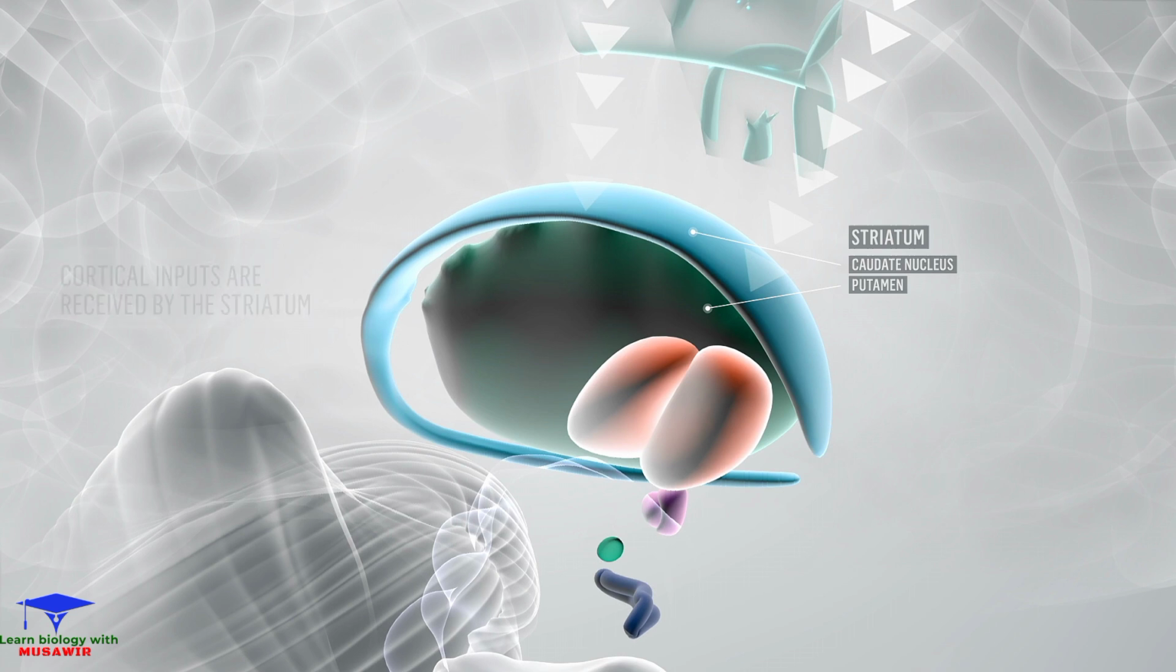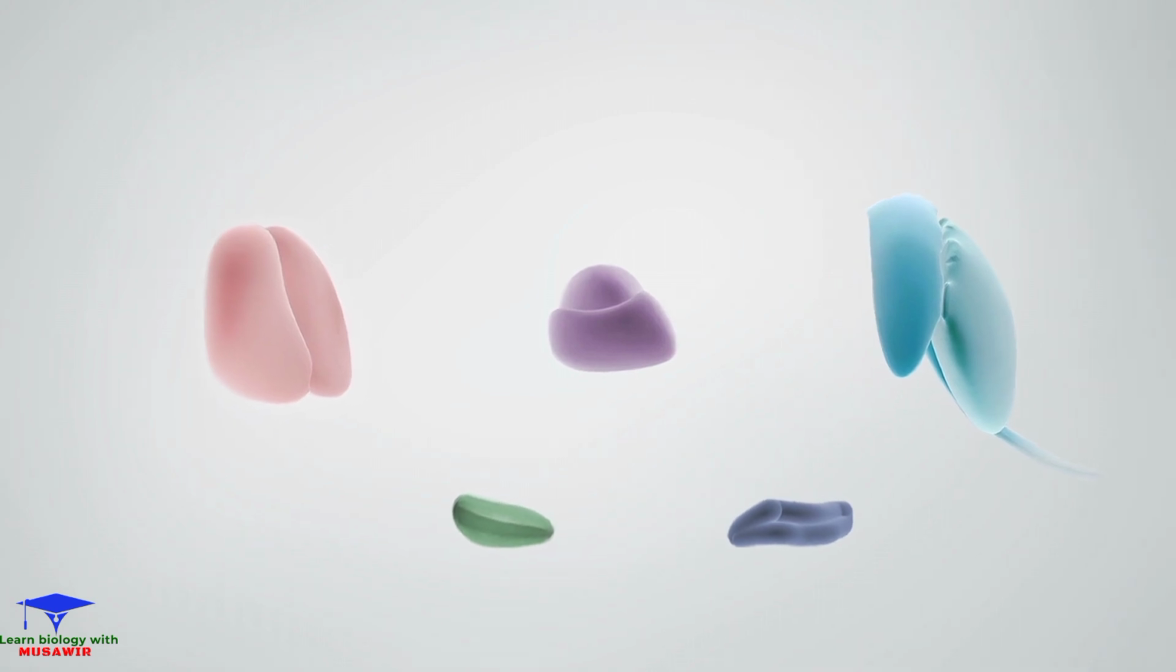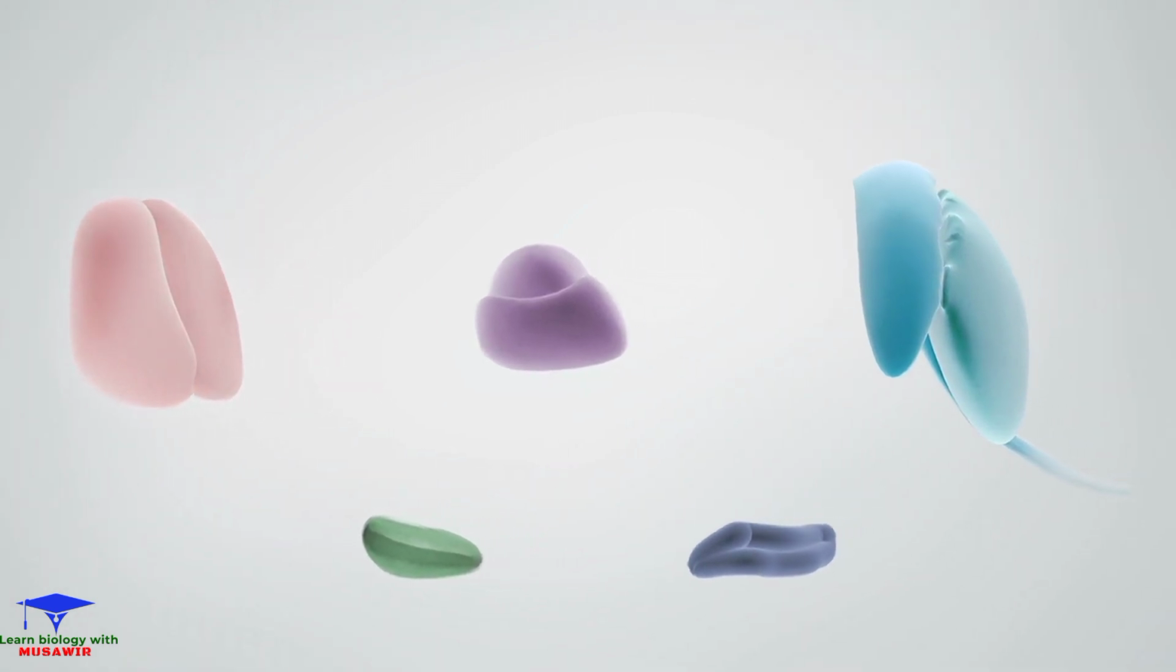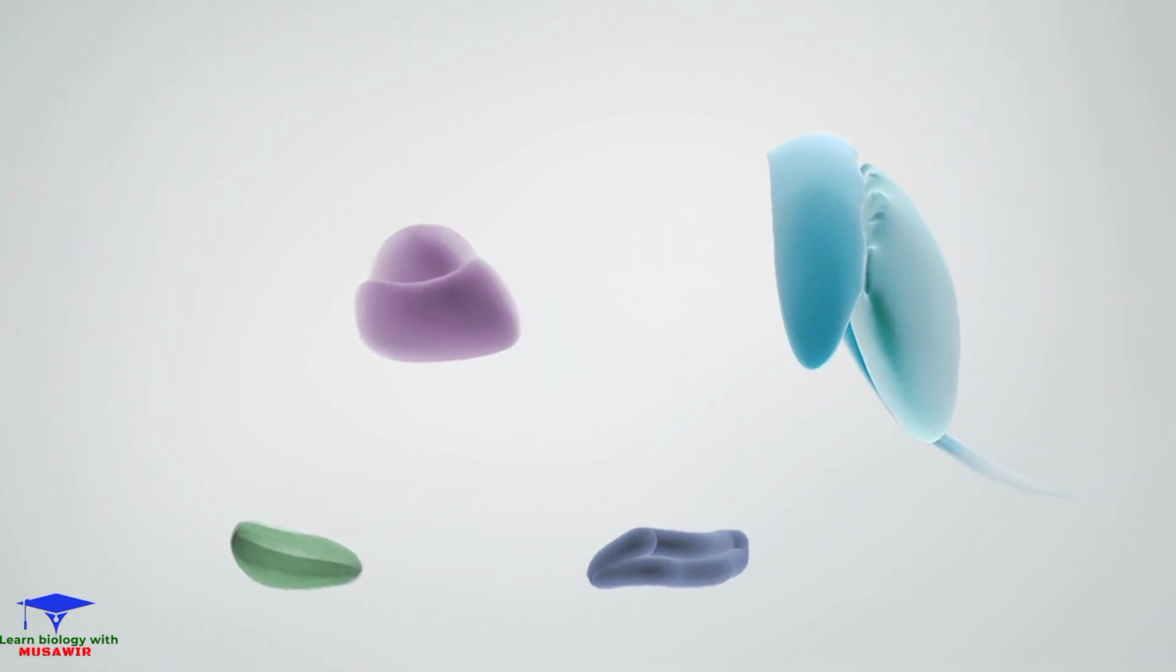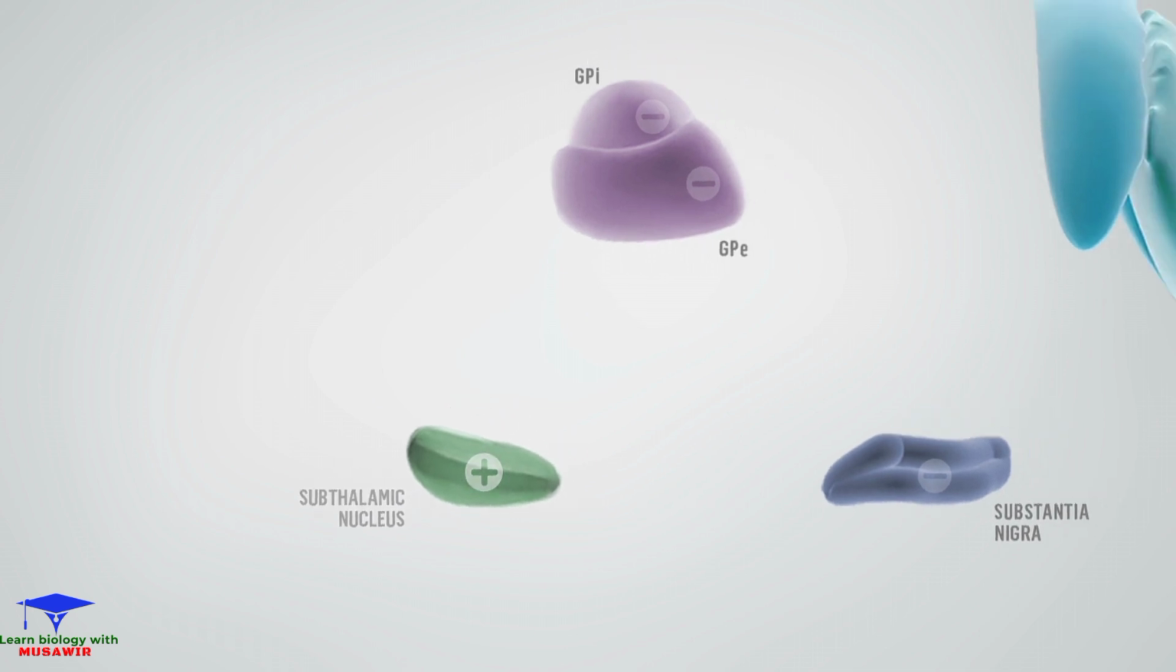Cortical inputs to the striatum trigger activity in the direct and indirect striatal pathways. These two pathways project from the striatum to other basal ganglia structures and achieve opposite effects on motor behavior. Basal ganglia structures are predominantly inhibitory. The striatum, globus pallidus internus, globus pallidus externus, and substantia nigra pars reticulata all inhibit their target structures when active. An exception is the subthalamic nucleus, whose activity excites its target structures.